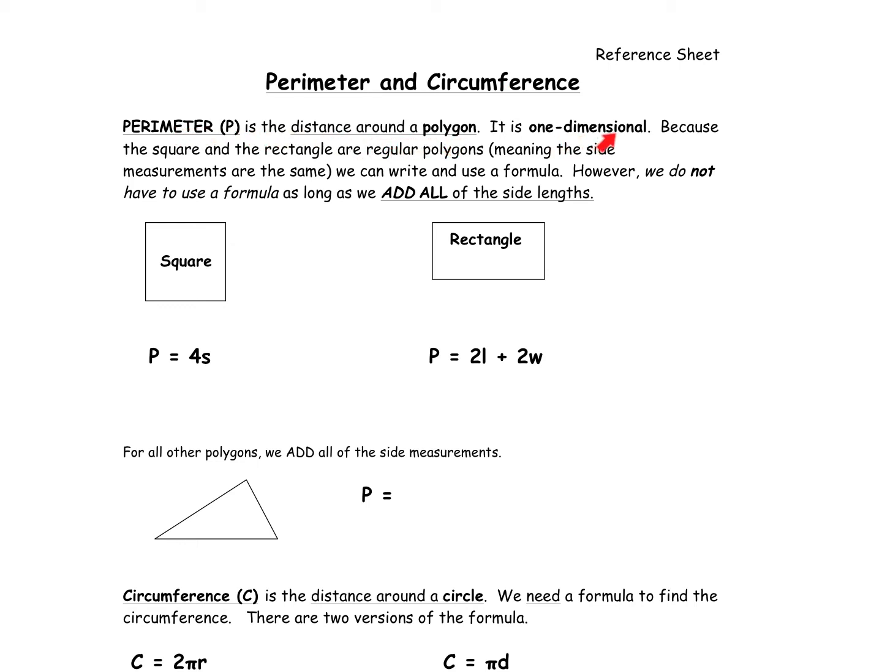It's one-dimensional. Because the square and the rectangle are regular polygons, meaning the side measurement is the same, we can write and use a formula. Well, the rectangle is not really a regular polygon, it just has a pattern. A regular polygon means all of the sides are the same, so that's a mistype. So we can write and use a formula, however we don't have to, as long as you recall we add all side lengths. But let's go ahead and explore real briefly what the formulas are.